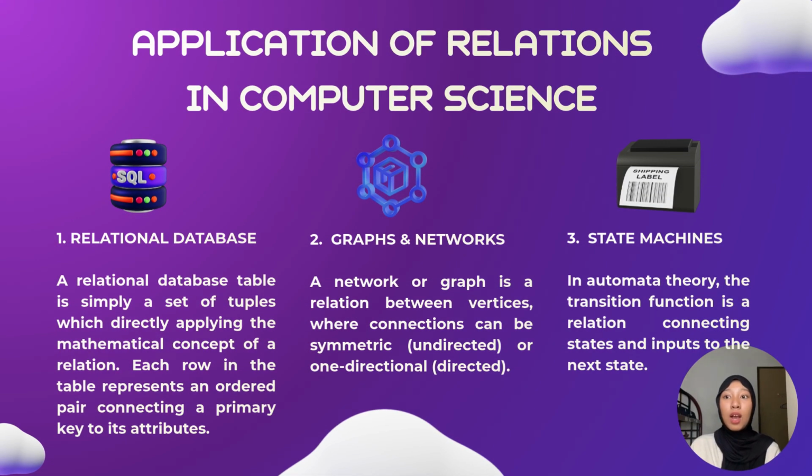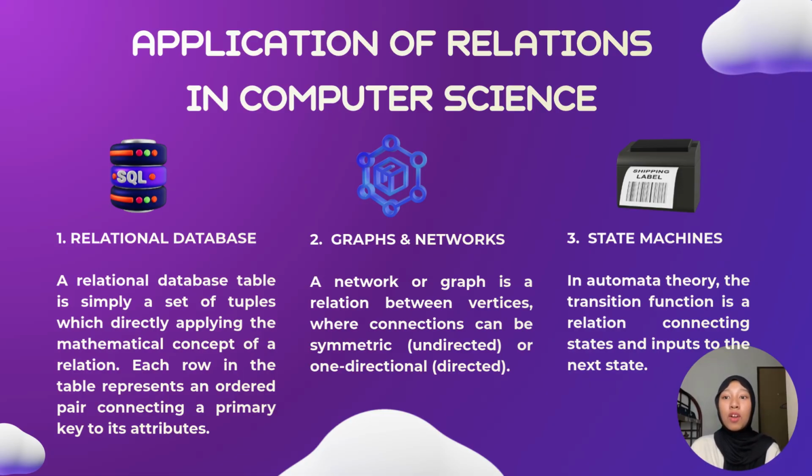Now, let's look at how relations are applied in real computer science systems. First is the relational database. A relational database table is simply a set of tuples, directly applying the mathematical concept of relation. Each row in the table represents an ordered pair connecting a primary key to its attributes. For example, student ID 101 maps to the name Ali and student ID 102 maps to the name Siti. Since each student ID has exactly one name, this is actually a function, which is a special case of a relation.